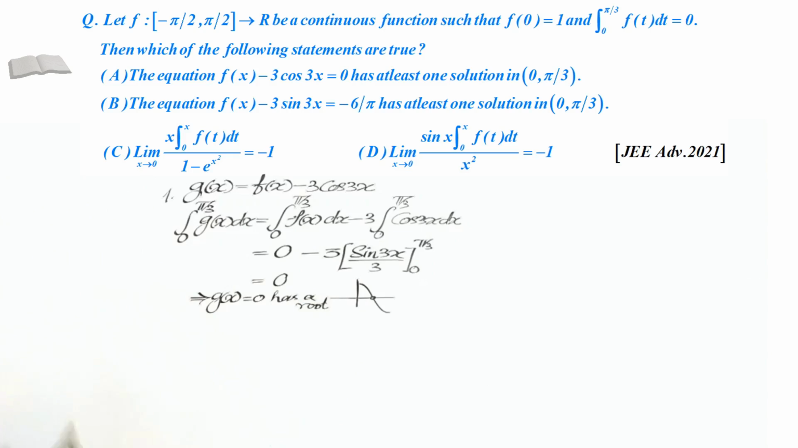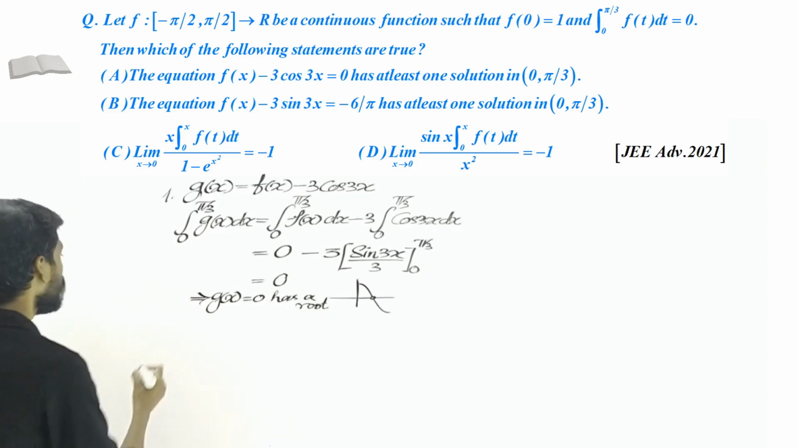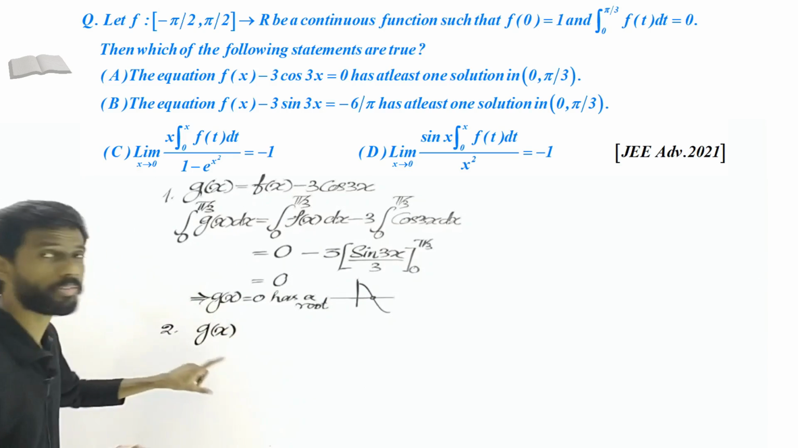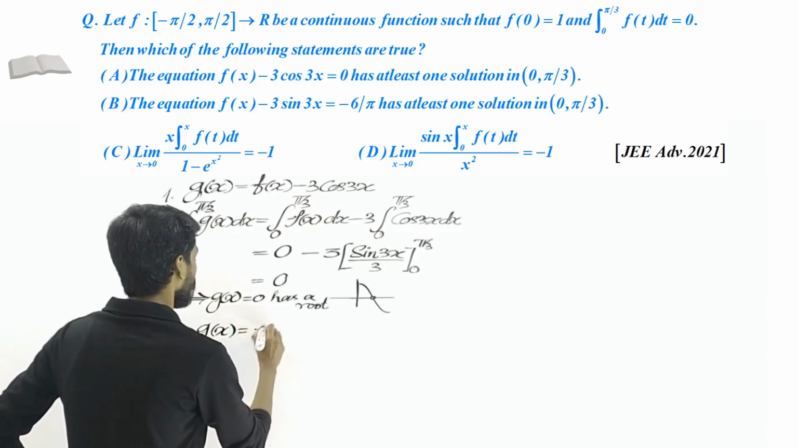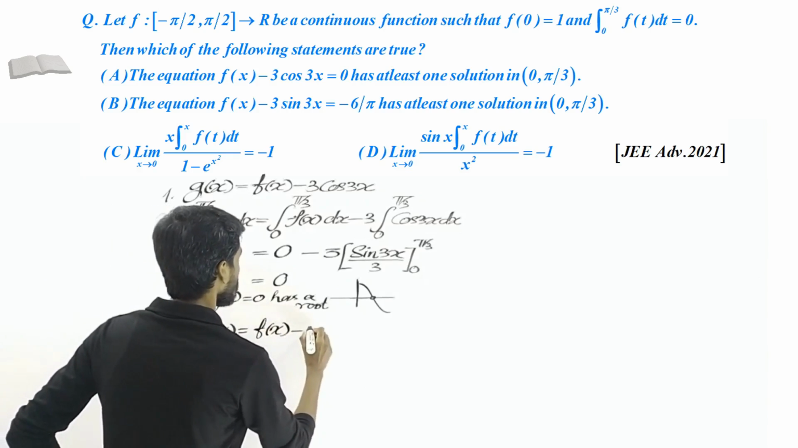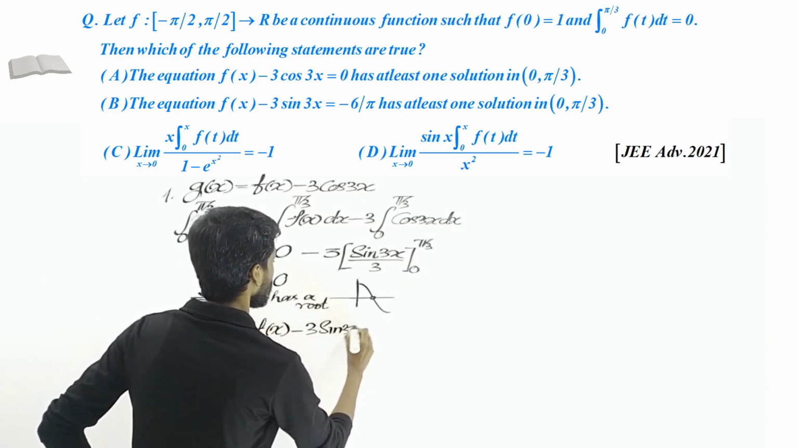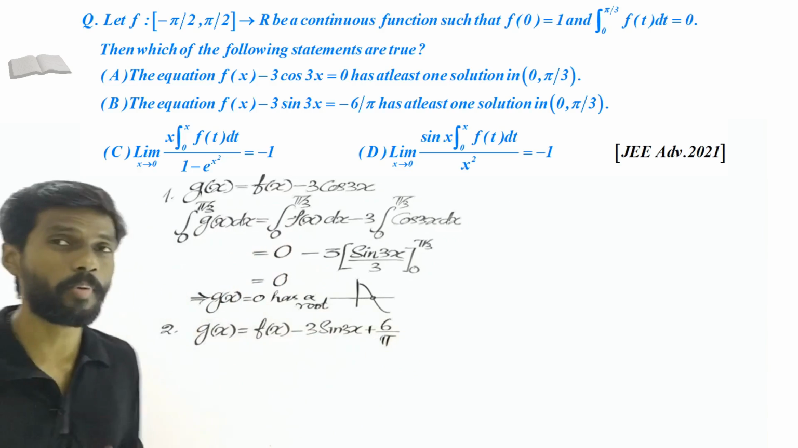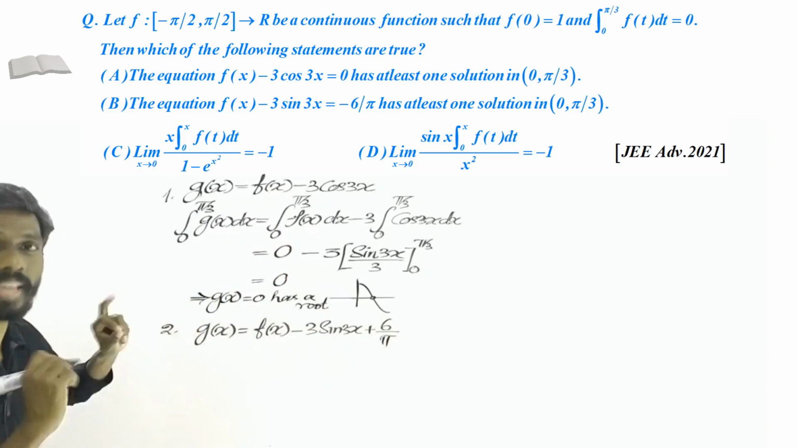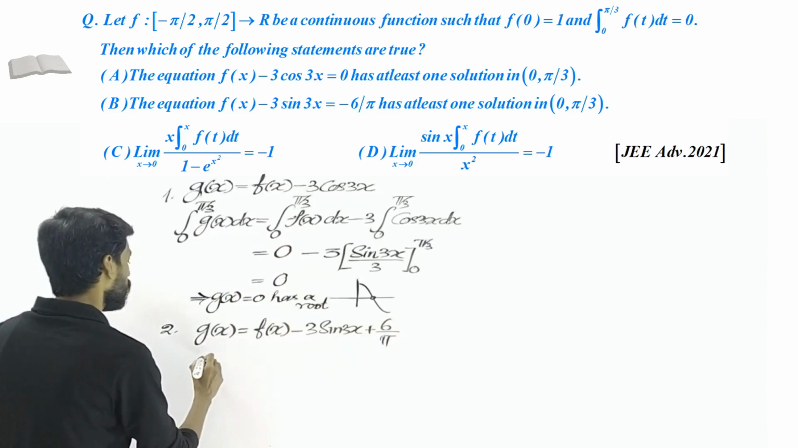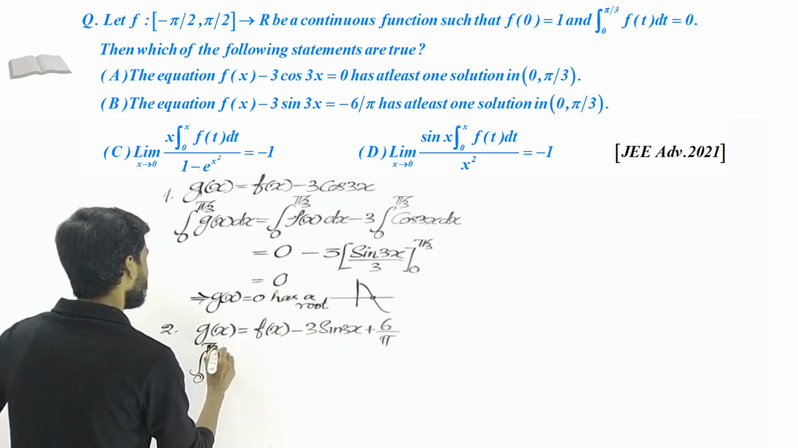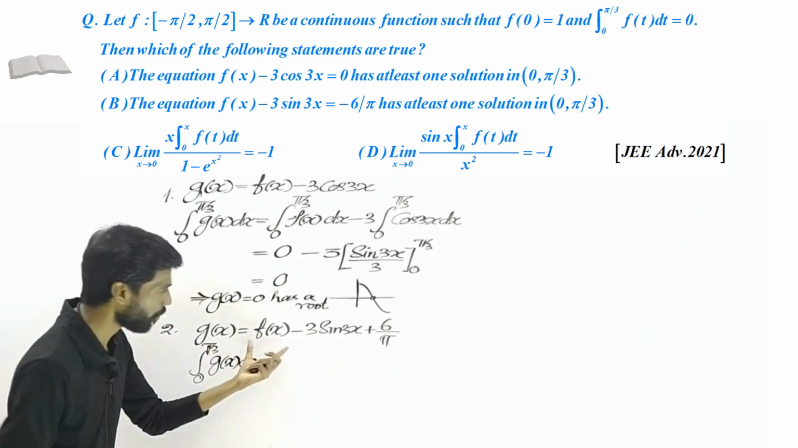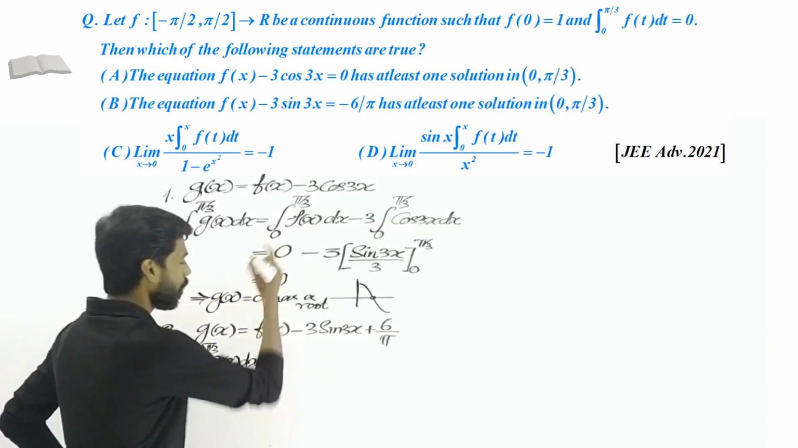Now let's do the same thing for the next function. For the second one, again I'm using the same symbol: g of x equal to f of x minus 3 sine 3x plus 6 by pi. So can this be 0 at some point or not? We have to check using the same method. Let us do the integration, 0 to pi by 3 of g of x dx, which equals the integral of f of x dx, whose value we already know.